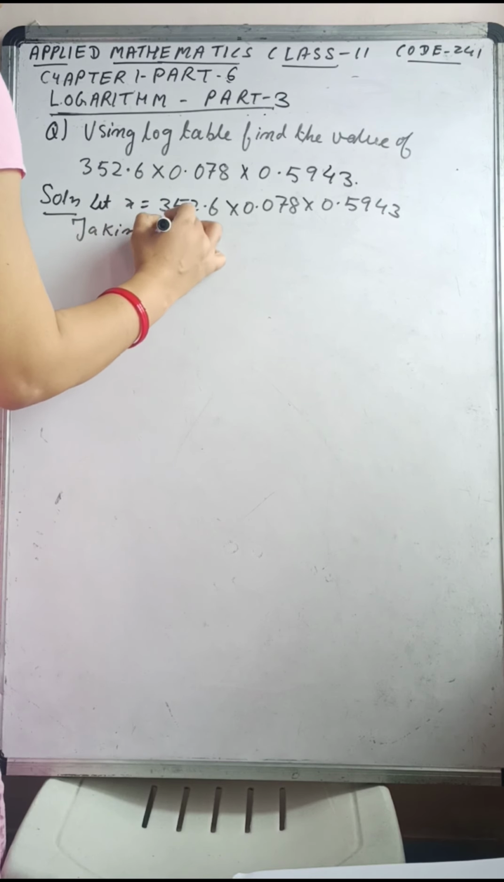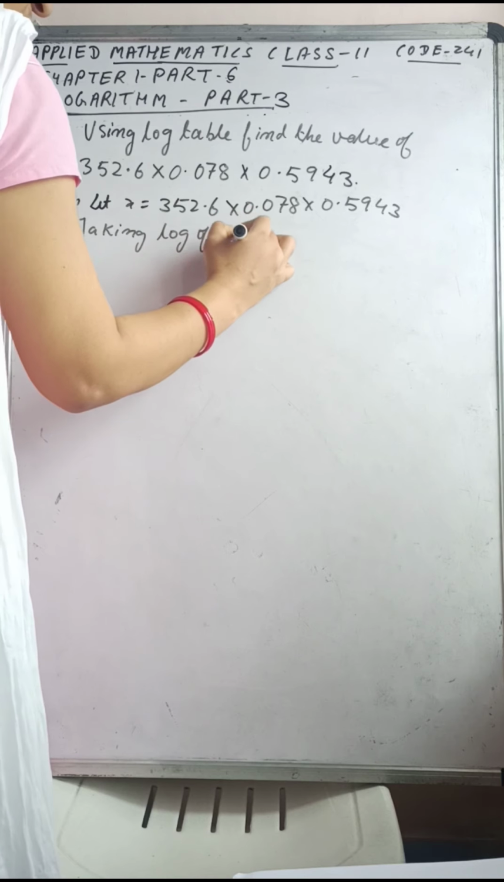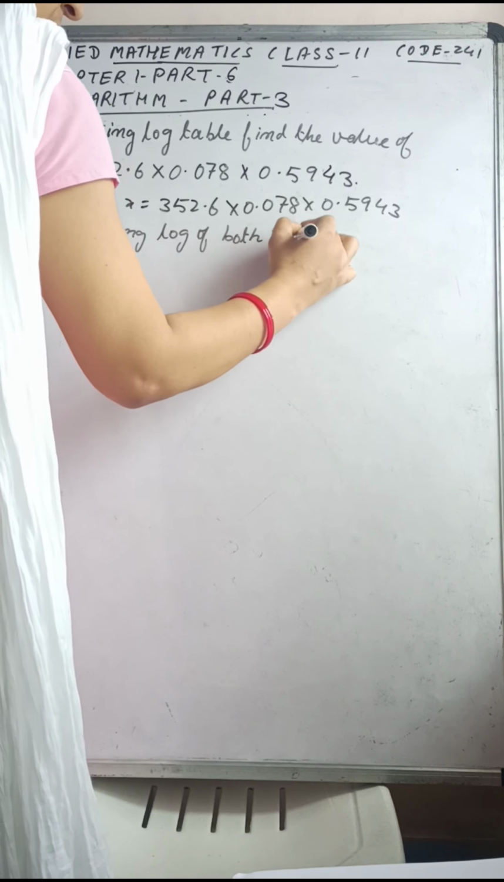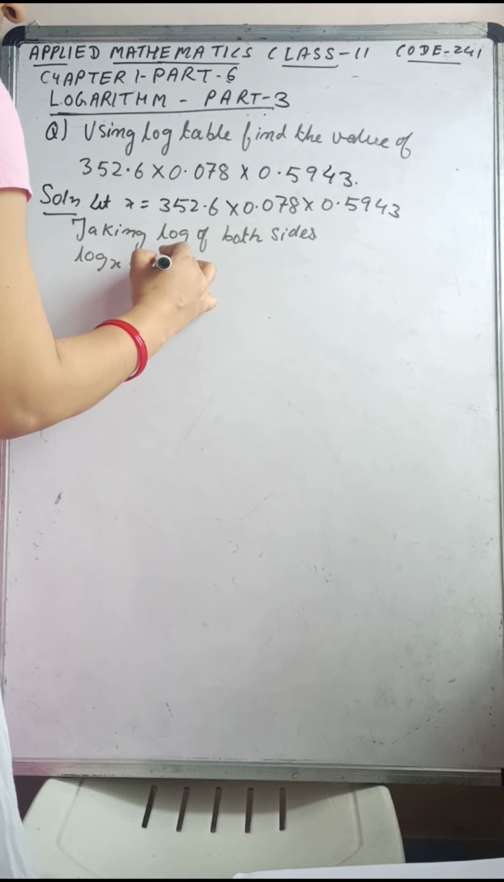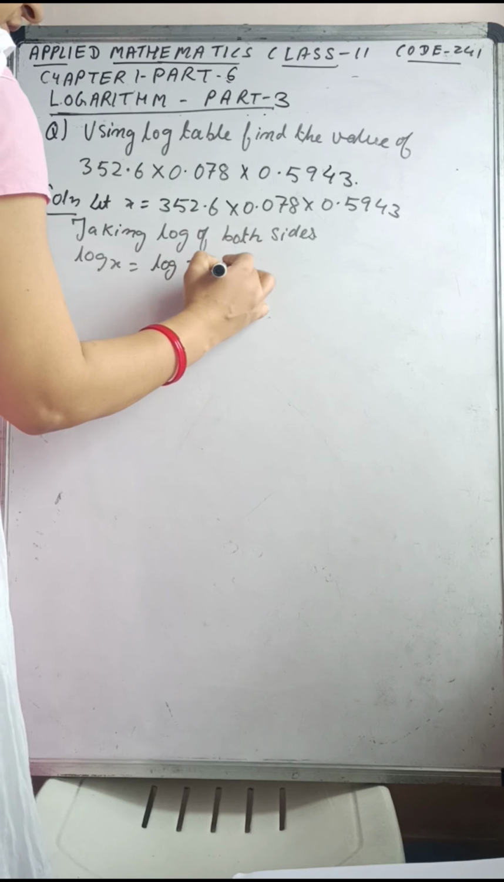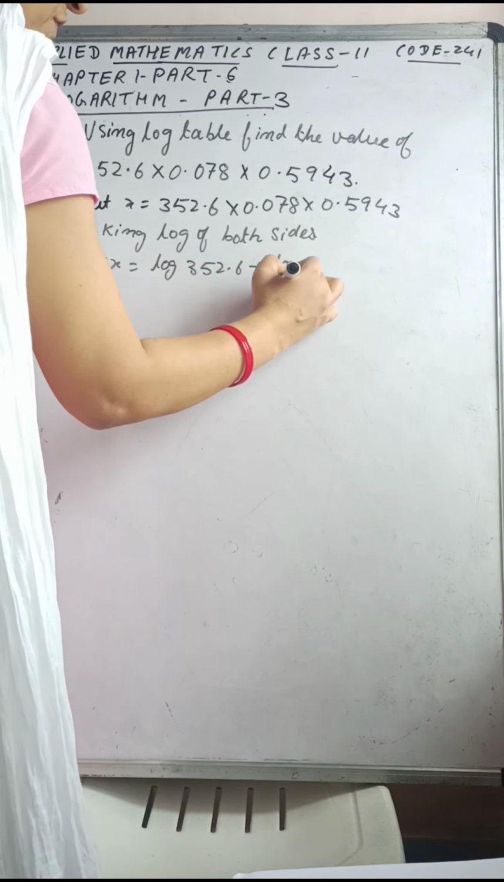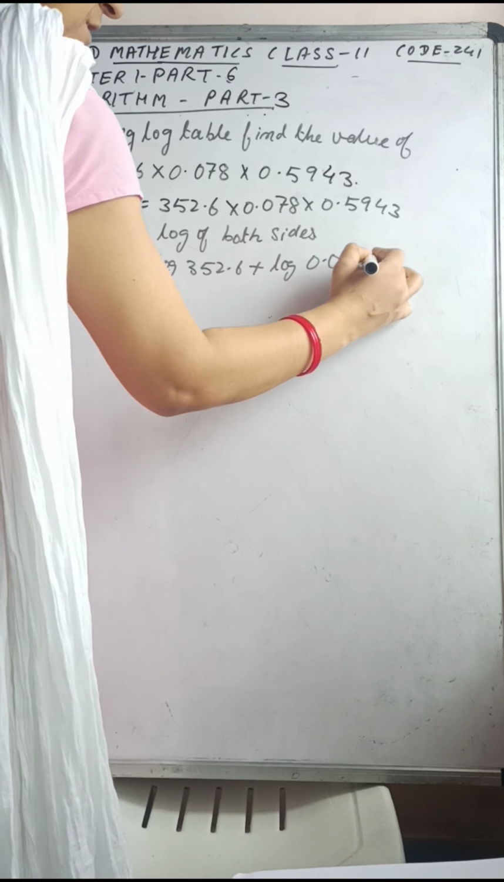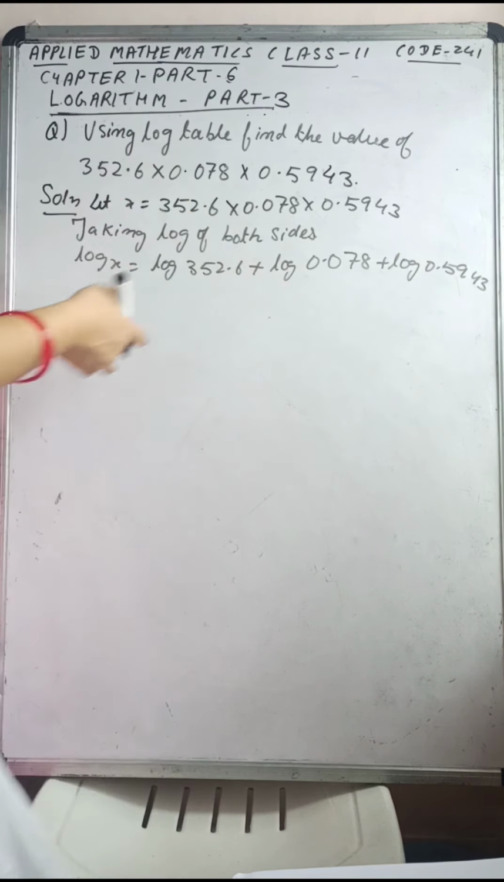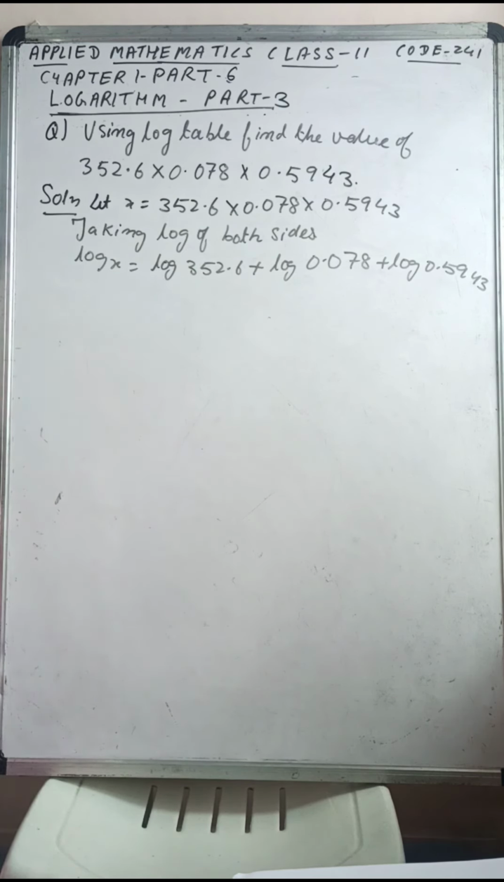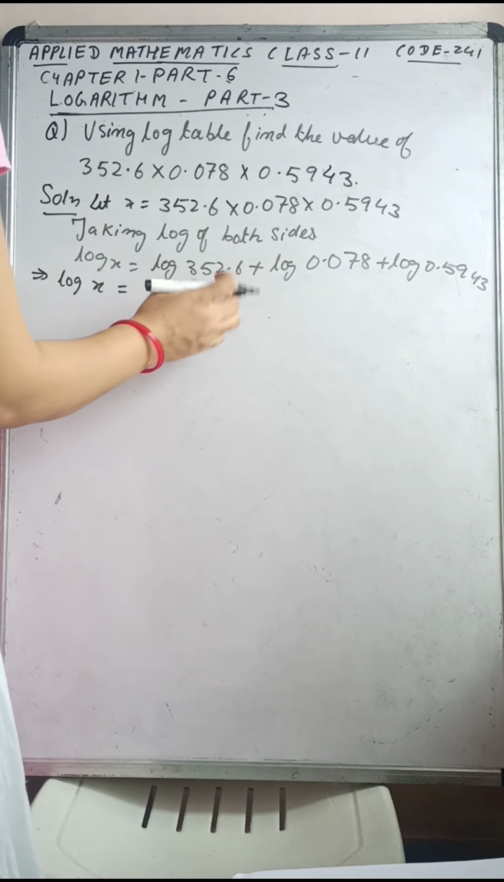Now taking log of both sides, what we get? Log of x equals log of this all. So log of 352.6 plus log of 0.078 plus log of 0.5943. I have skipped one step, that is log of this much. Log of mn equals log of m plus log of n, formula we can use and can do. That step I have skipped. So this implies log x equals to, now this value we have to see.